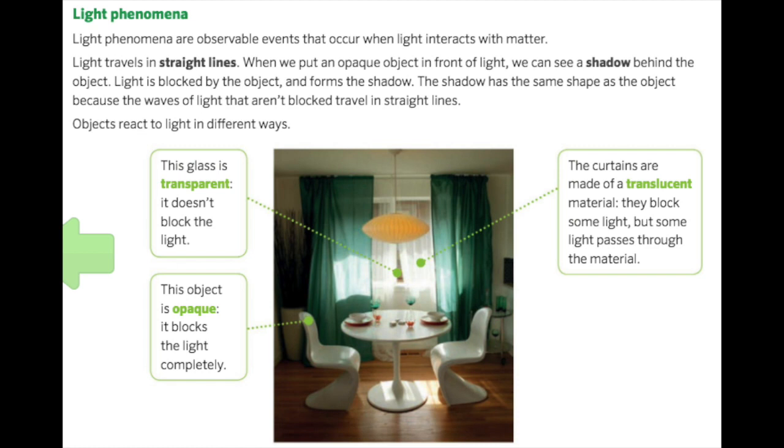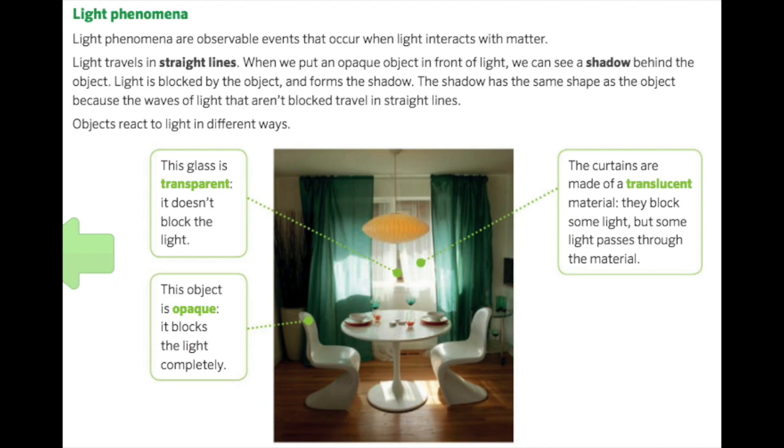Now we can talk about the light phenomena. Light phenomena are observable events that occur when light interacts with matter. This means when light interacts with objects. Light travels in straight lines. There are different kinds of objects that create different phenomena when they interact with the straight lines of light. These different kinds are transparent, translucent, and opaque.